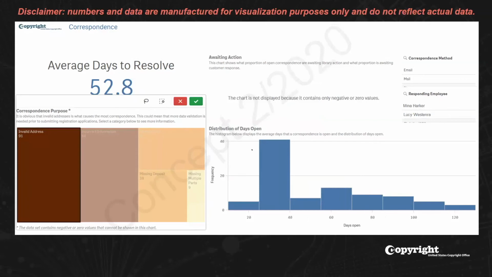So again, when we drill down about the correspondence data, here we see the correspondence purpose was invalid address, and it took 52.8 days to resolve. This changes for this invalid address, what was the awaiting action, and how much time it took to resolve this operation. What it does, it tells us what we need to improve, what are the missing parts, and how we can make the process more efficient.